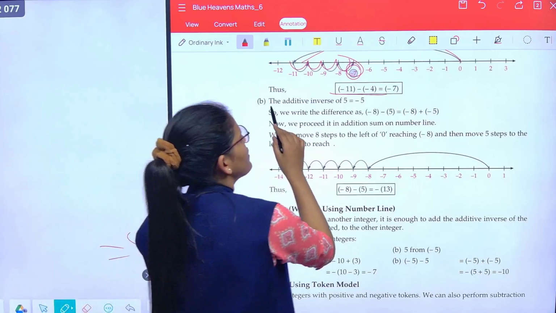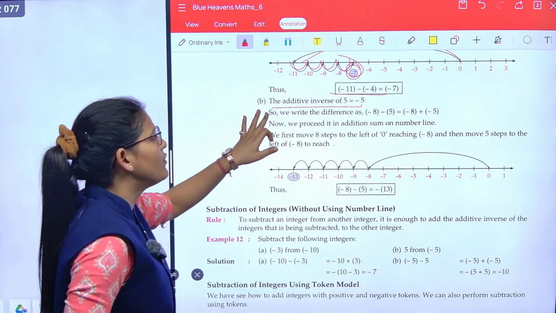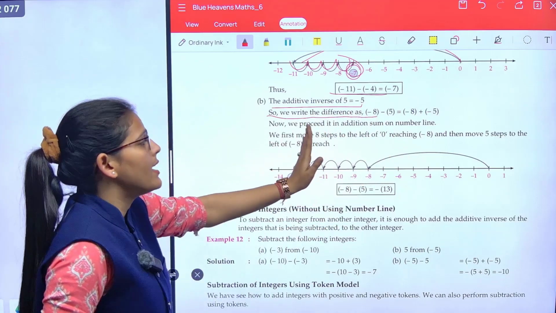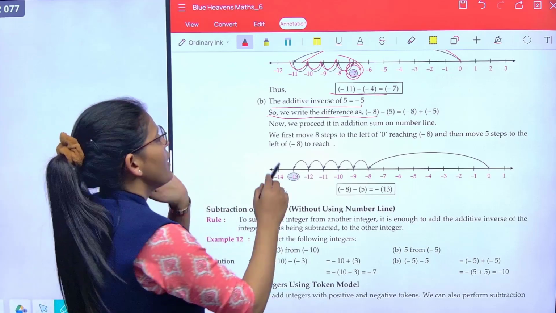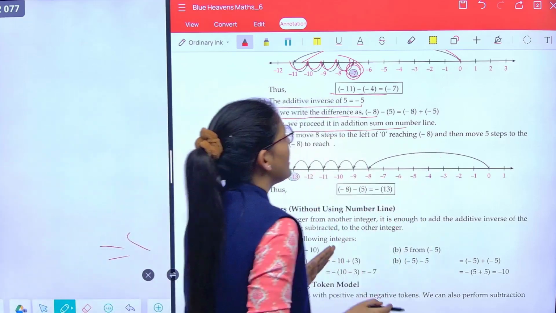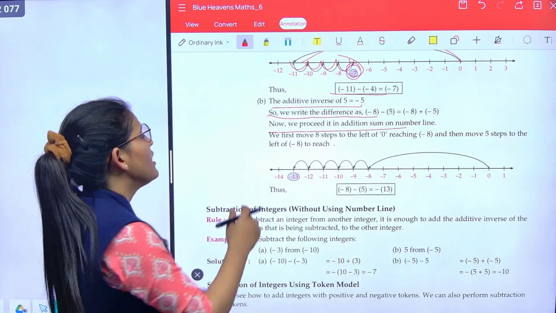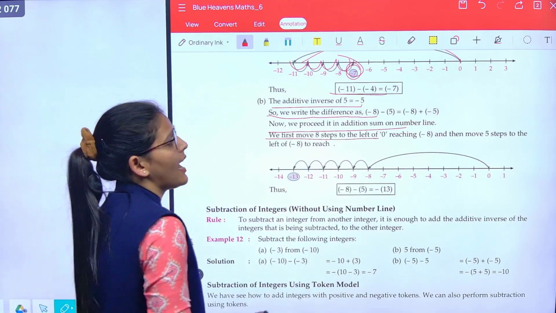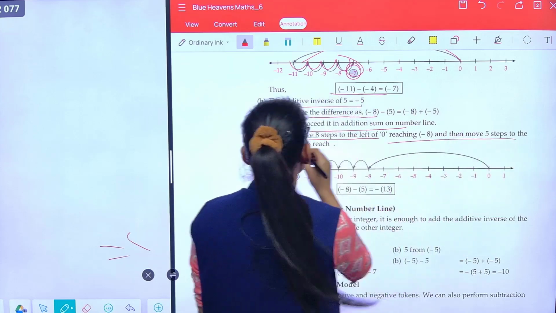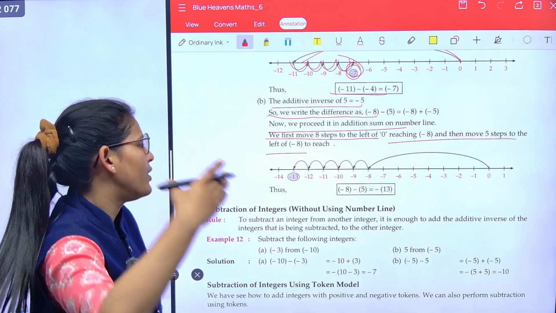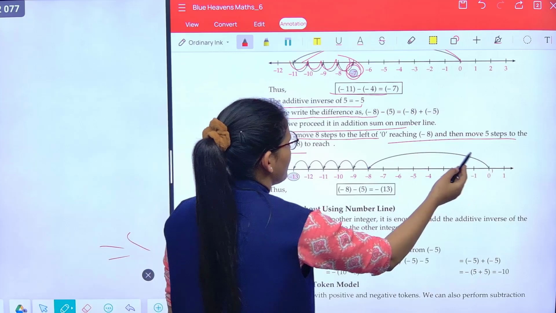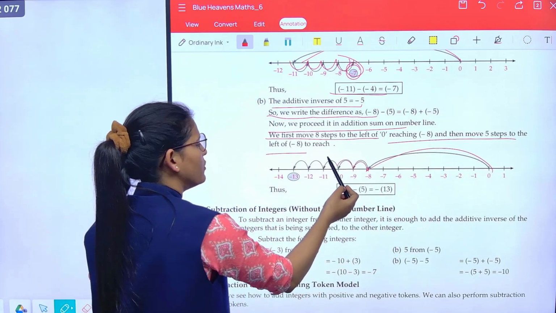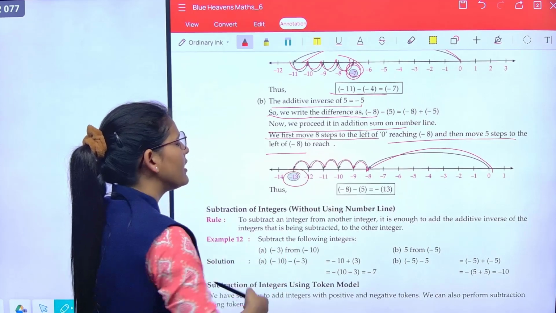The additive inverse of 5 is minus 5. So we write the difference as minus 8 minus 5, minus 8 plus minus 5. Now we proceed as in addition on a number line. We first move 8 steps to the left of 0 reaching minus 8 and then move 5 steps to the left of minus 8. क्लास पहले हम 0 से minus 8, then हमने क्या किया, minus 5, 1, 2, 3, 4, 5, that is 13.